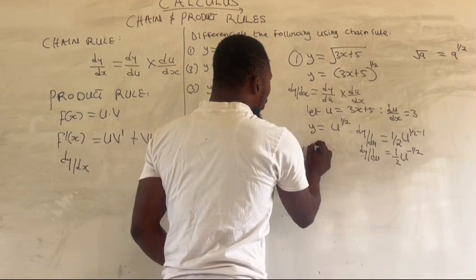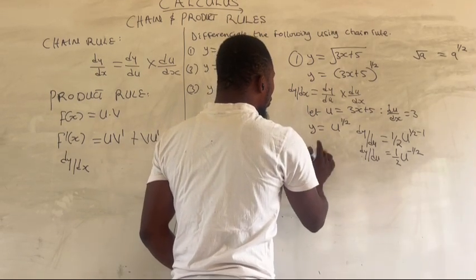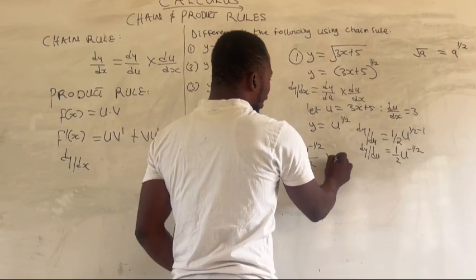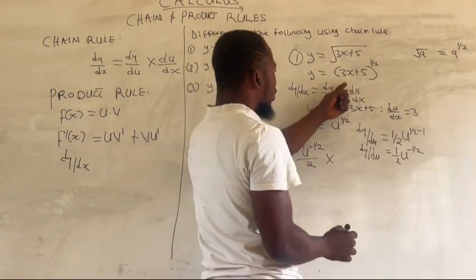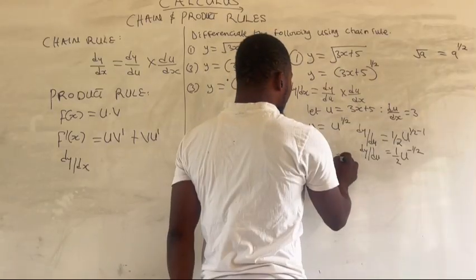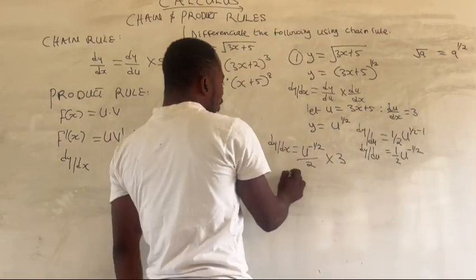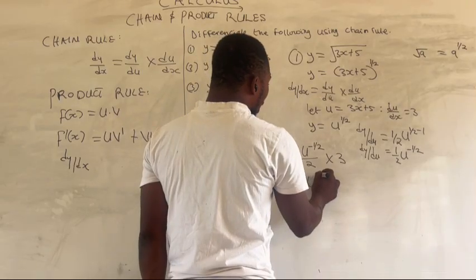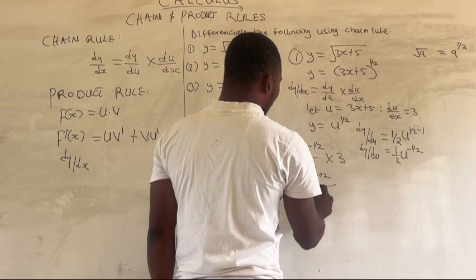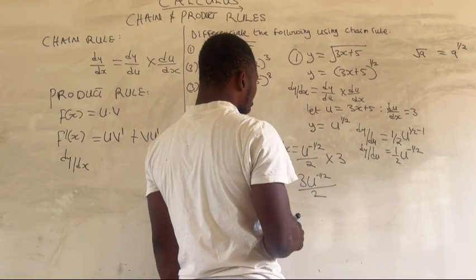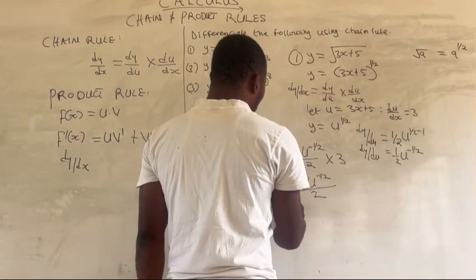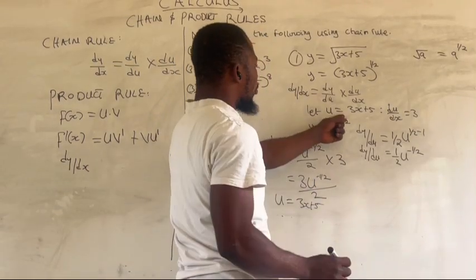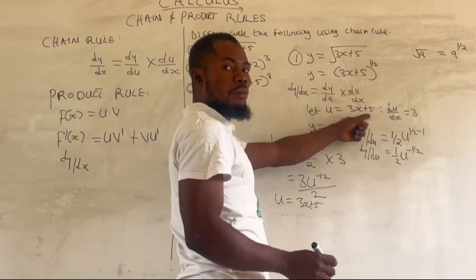Substituting it in the formula, dy dx will now be equal to our dy du, which is u raised to the power of minus 1 all over 2 divided by 2, then multiplied by our du dx, which is 3. We multiply them and we'll now have 3 u raised to the power of minus 1 all over 2 divided by 2. And we know that our u is 3x plus 5. From here, we say let u be 3x plus 5.